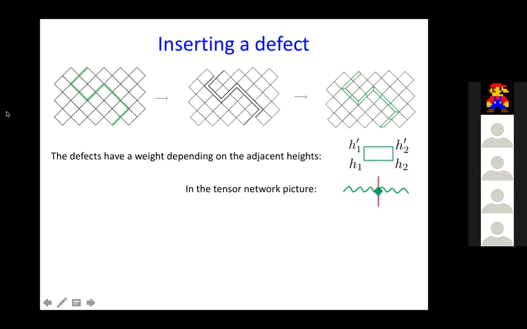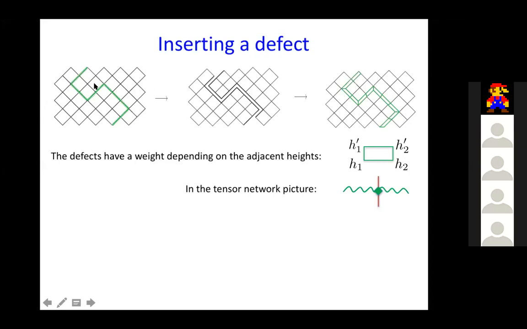And so then what I want to do is insert a defect. I'm going to have some defect, and make that the path of the defect. And I'm going to tell you how to define the partition function in the presence of the defect. The way you can imagine doing this is, here's my defect's path. I crack open the lattice like this. And then I insert these Boltzmann weights.